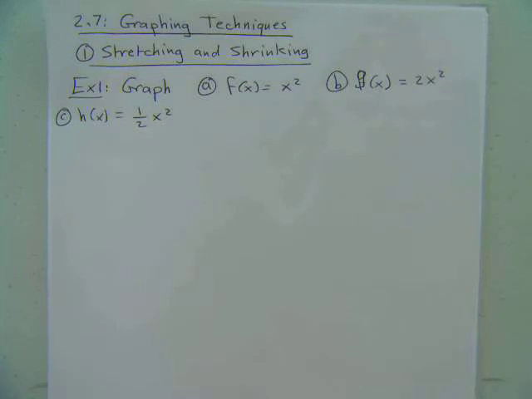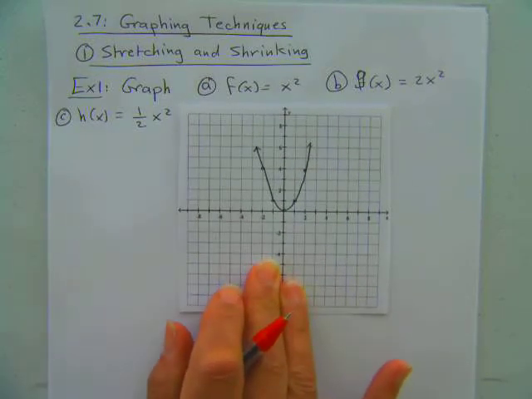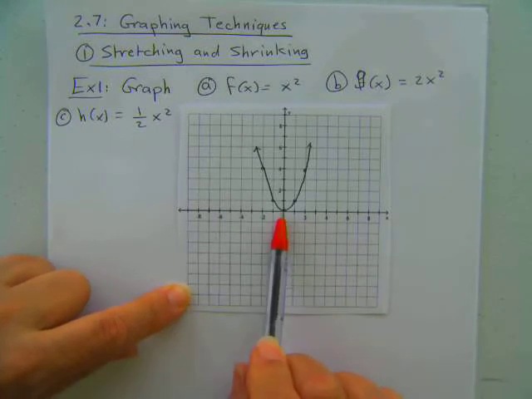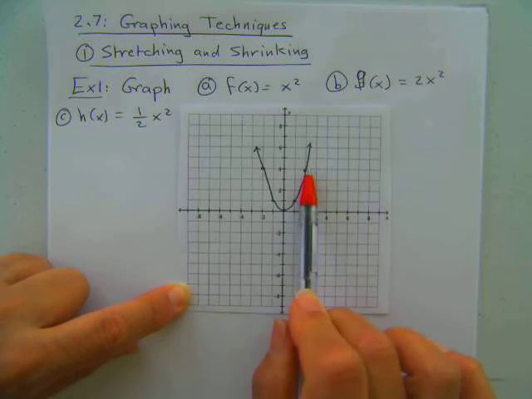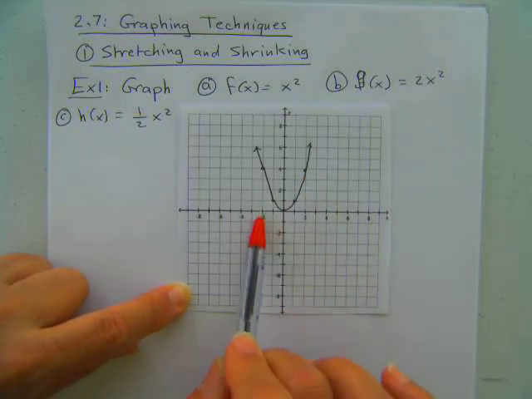I want to graph them all on the same coordinate system. So let's look. I already did x squared, but let's come back to it. Let's remember that for x squared, the points were 0, 0, 1, 1, 2, and 4. And at the same time, negative 1, 1, negative 2, and 4.